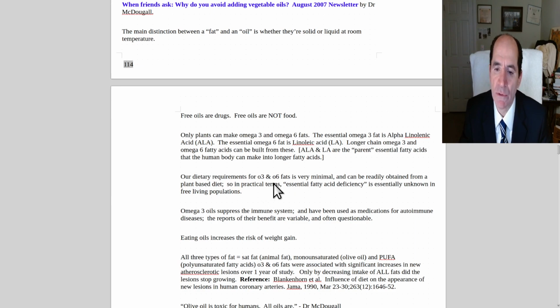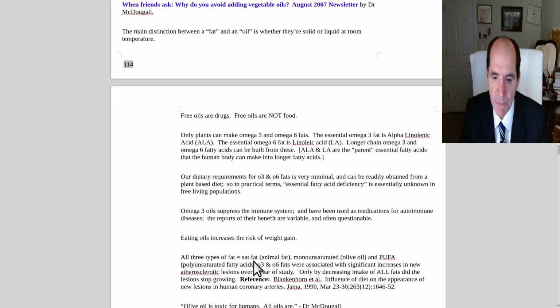Our dietary requirements for omega-3 and omega-6 fats are very minimal. They're easily obtained by a plant-based diet. So in practical terms, essential fatty acid deficiency is essentially unknown in a free-living population. Okay. Omega-3 oils suppress the immune system. They have been used as medications for autoimmune diseases. The reports of their benefits are variable, often questionable. Eating oils increases the risk of weight gain. It also increases the risk of diabetes.